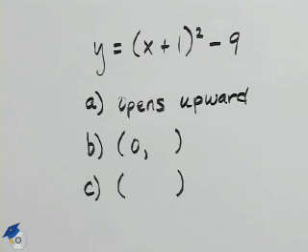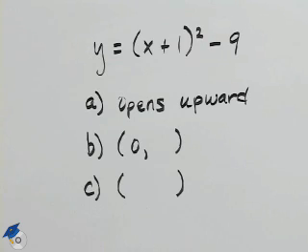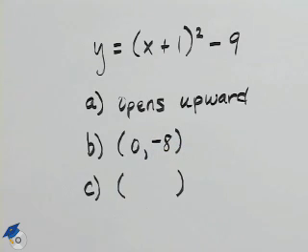The second part is asking us to find the y-intercept. The y-intercept is the point where the x-coordinate is 0. So if the x-coordinate is 0, we have 1 squared minus 9, which ends up being negative 8. So the y-intercept is 0, negative 8.